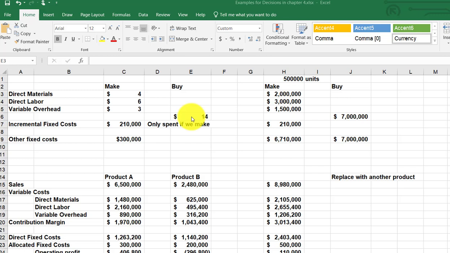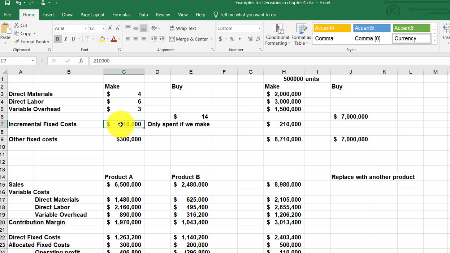Right there, we have the basis for making the decision because we have our costs for making it, all the variable costs, and we have our buying costs. Making it is 13, buying is 14, so it seems we should make it. However, caution, we also have some incremental fixed costs, fixed costs that will only be spent if we make it. These are the ones that will be different. There are other fixed costs, but those are irrelevant. We're only worried about the ones that will happen because of making it.